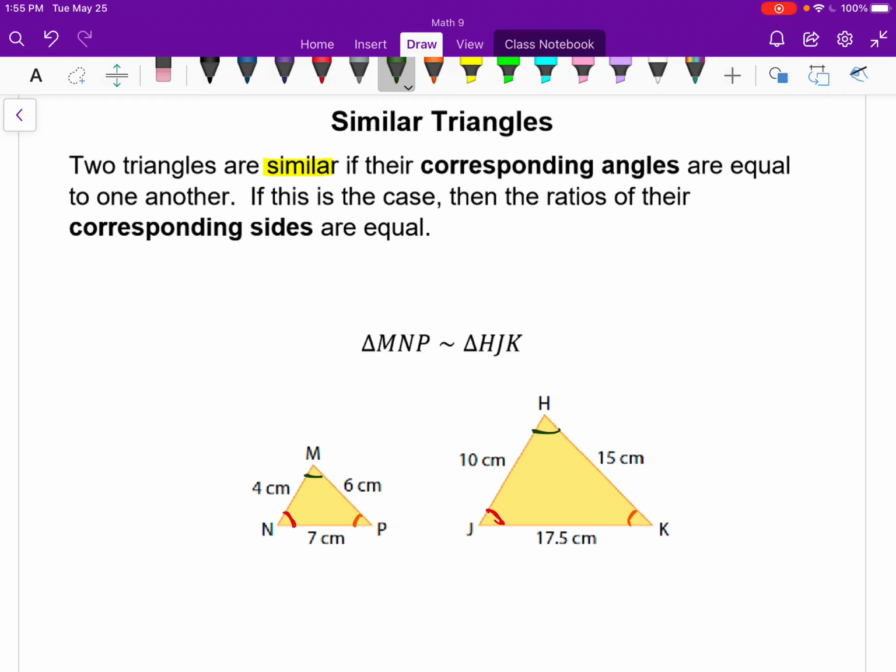But one of the triangles is definitely bigger. So they're different triangles, but they're related to one another. And we say they're similar. And that little symbol we see there, that sort of wavy line, that's a symbol for similar. So I'm saying triangle MNP and triangle HJK are not the same triangle, but they are similar, which means they're related to one another, which also means the ratios of their corresponding sides are equal.